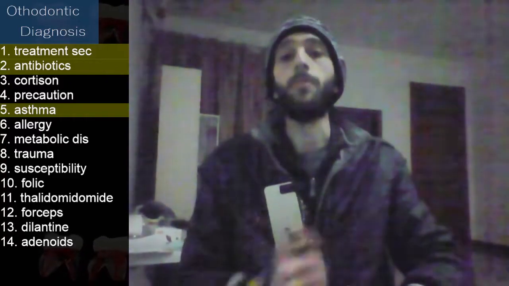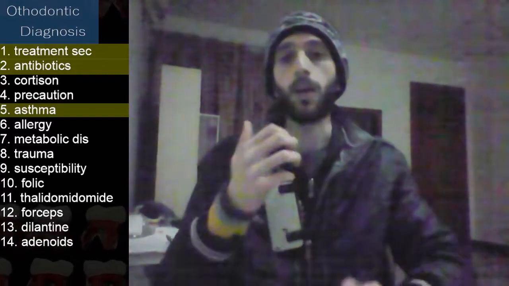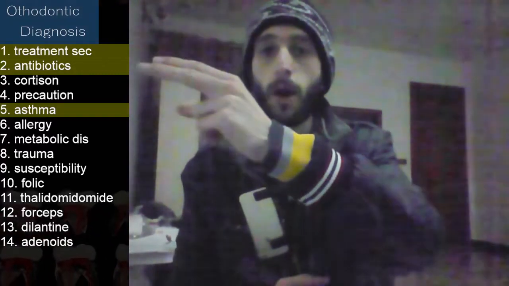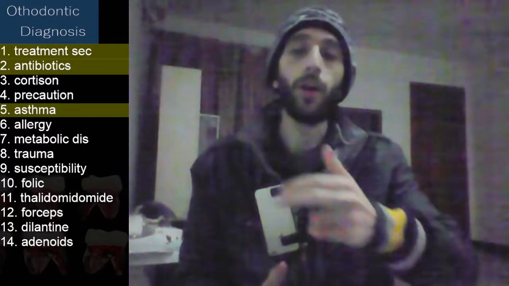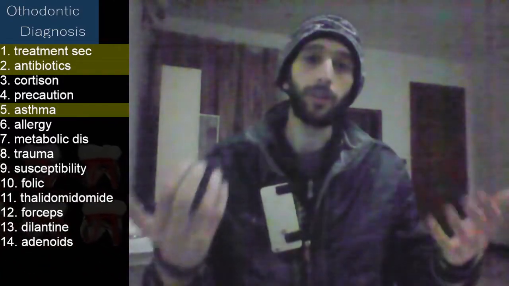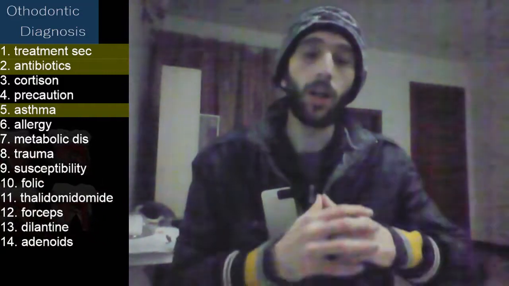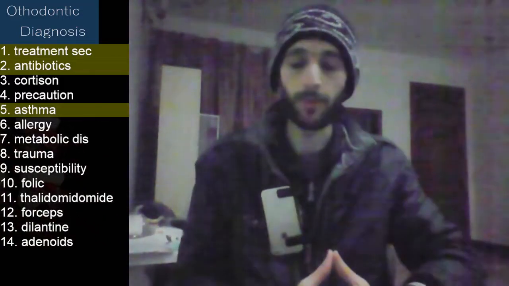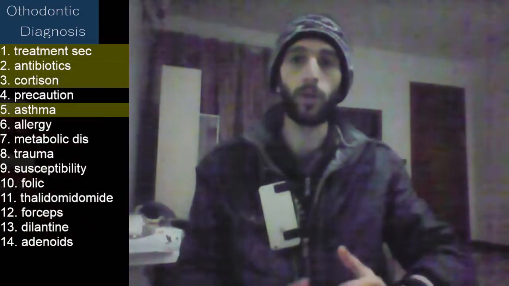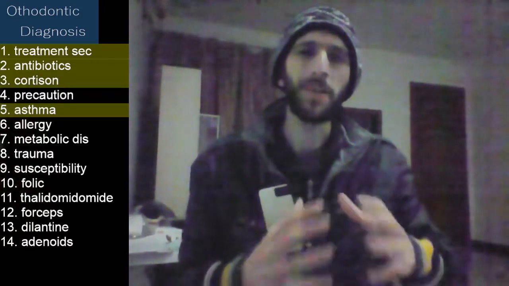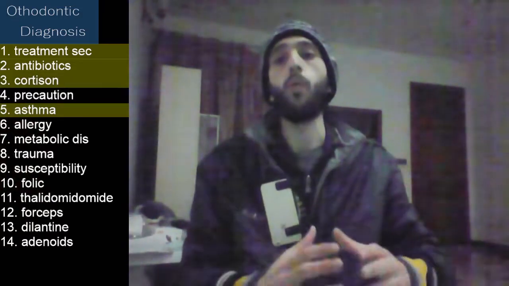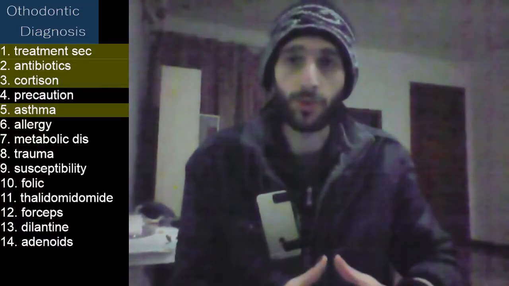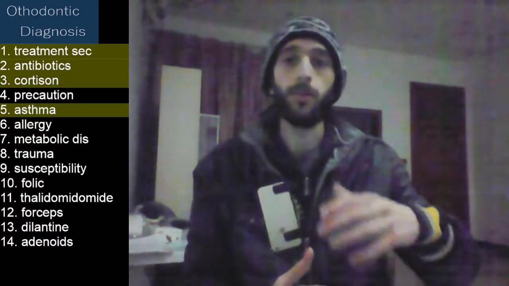Okay, so we talked about treatment and etiology. We talked about antibiotics, and we talked about asthmatic patients and their increased chance of root resorption. Now we will talk about some contraindications of orthodontic procedure.